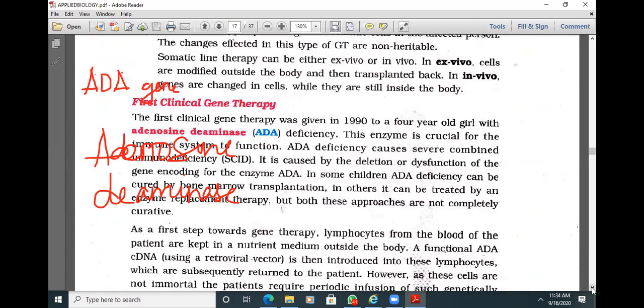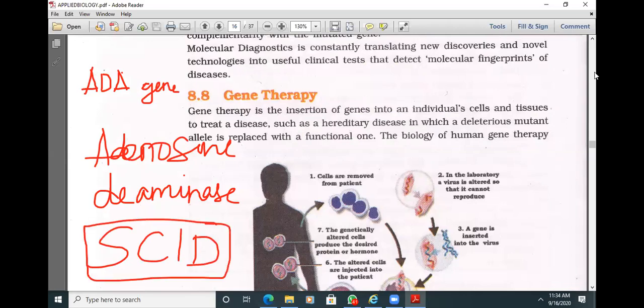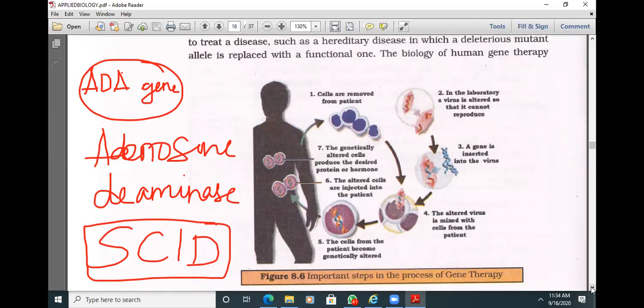to function. ADA deficiency causes a disease called severe combined immunodeficiency syndrome, SCID. Okay, so the disease we recognize and the gene problem is also recognized. So then what we do from here, we'll go with that particular story. What we do there, okay, gene therapy during this particular process.